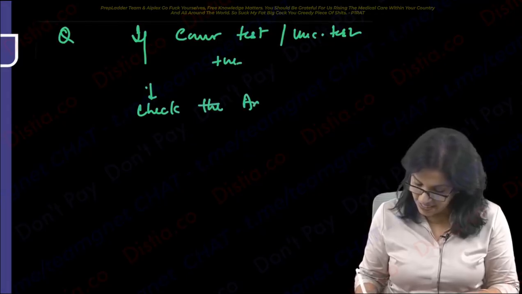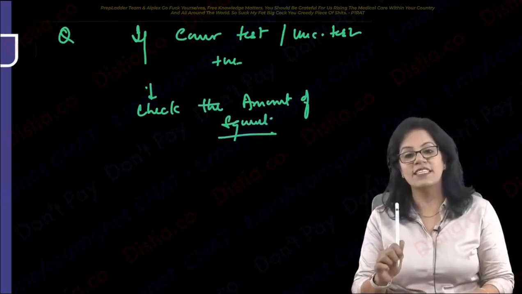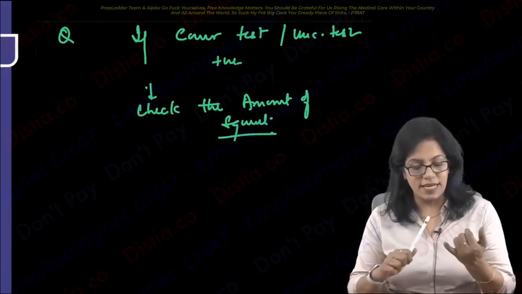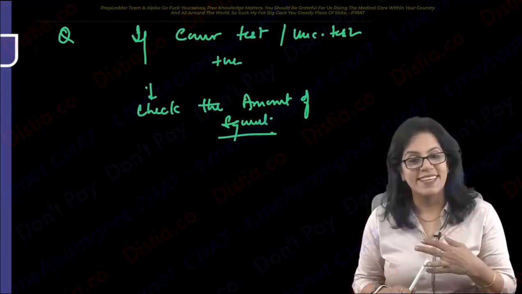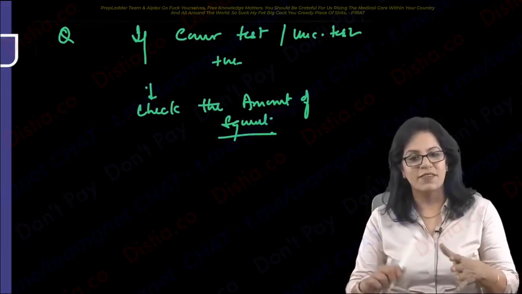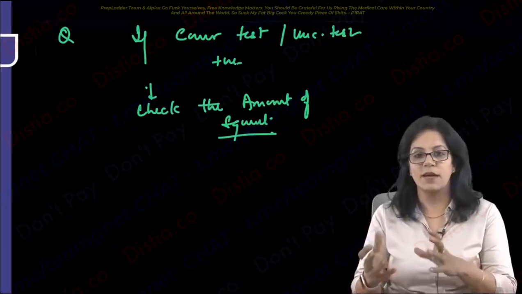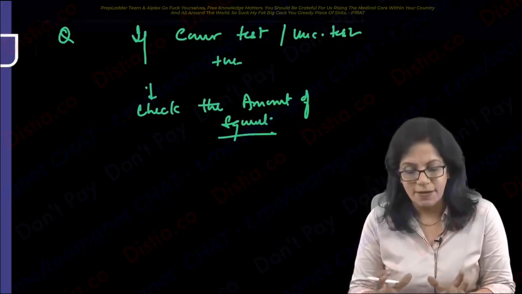Now, how do you check the amount of squint? Before I go into it, I want to remind you all, I just mentioned this. How do you denote the amount of squint? Either in degrees or in prism diopters. Very simple, prism diopter is almost double of the degrees, right? So 5 degrees may not be exact, but almost 5 degrees means 10 prism diopters, something like this. So keep this in mind.